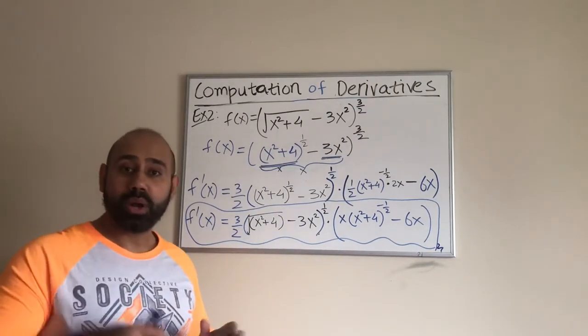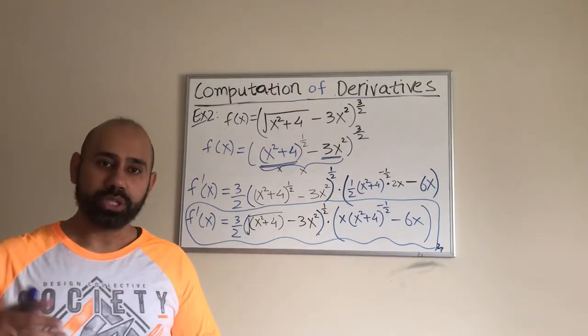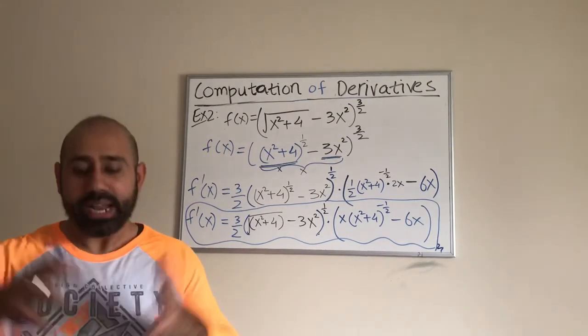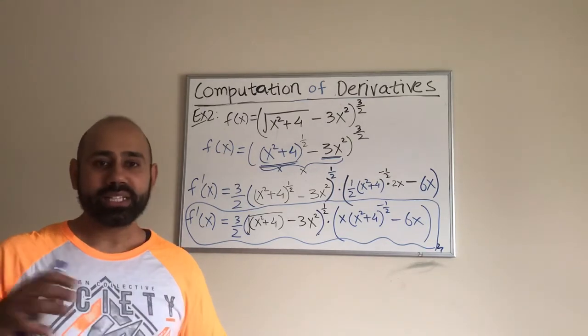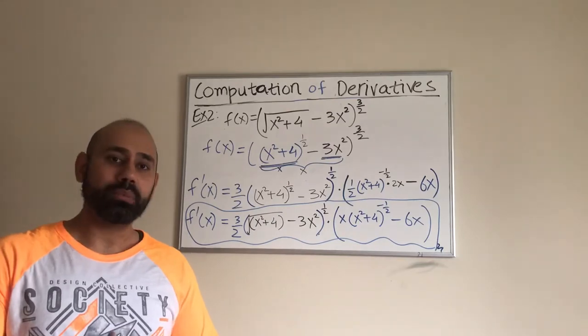I'm still going to show you a lot more examples using the chain rule, because there is a possibility where we can have a quotient rule inside the chain rule as well. So the product rule, the quotient rule, and the chain rule can all show up together. So I'm going to show you a lot more examples.